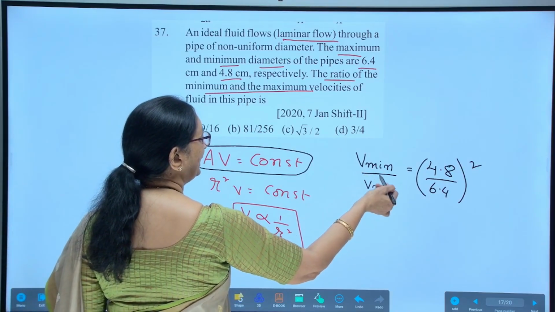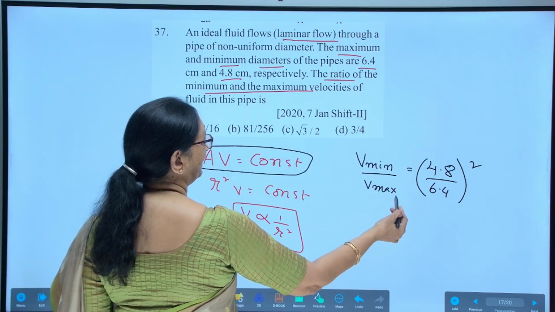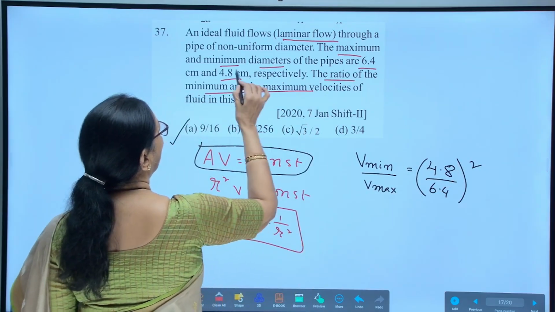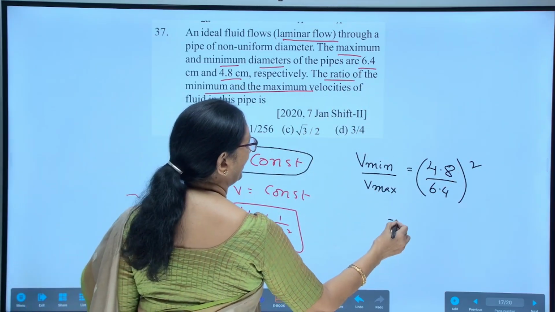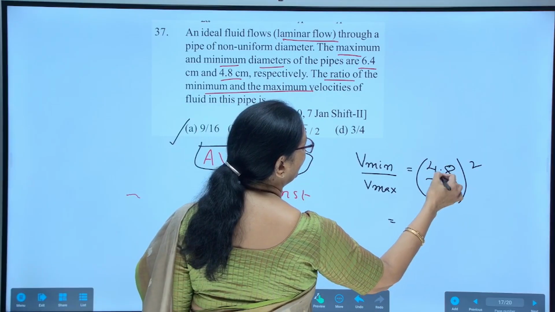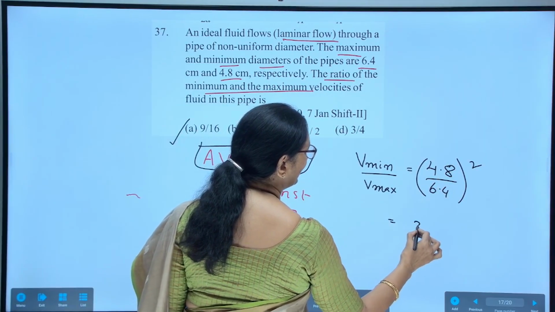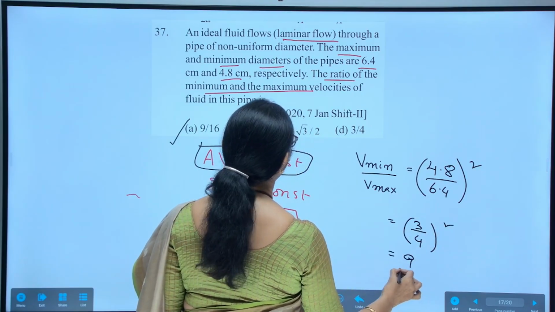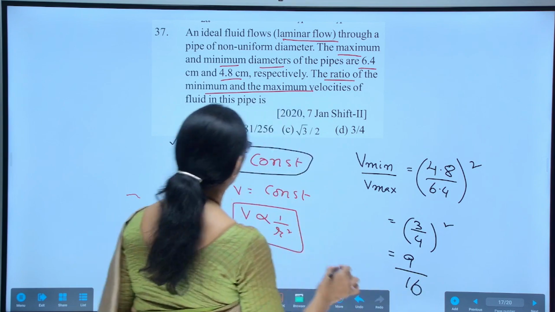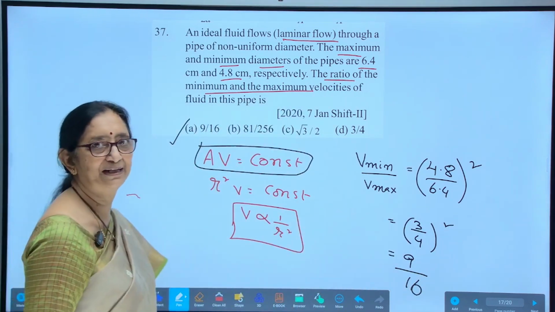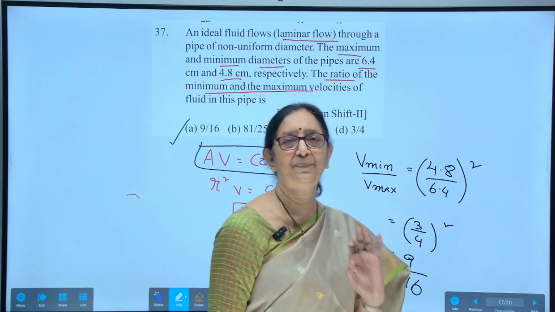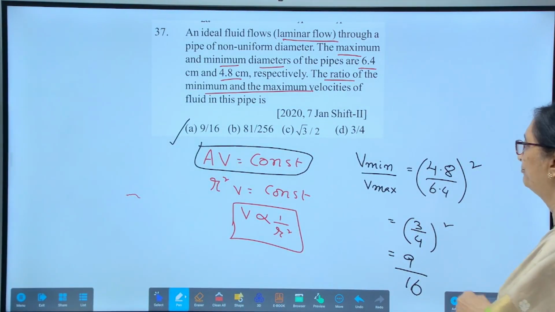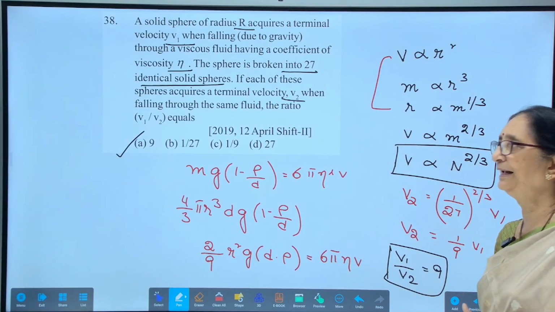So, V minimum by V maximum will be minimum radius by maximum radius, whole square, that is 4.8 by 6.4 whole square. If you cancel 1.6 here, this is 3 by 4 whole square, or it is 9 by 16. This is the correct option for that problem. Just a simple problem, IPA level, given in a previous JEE Main.